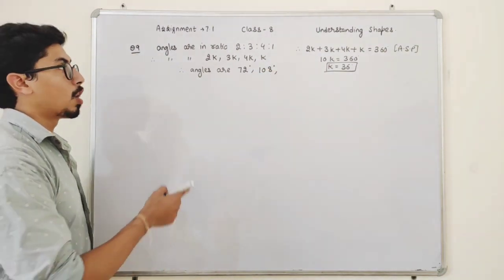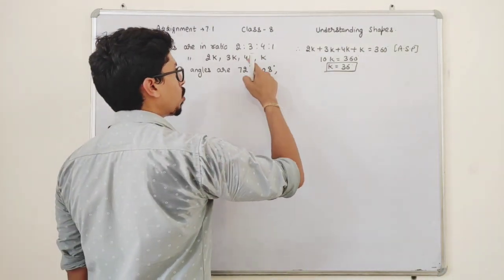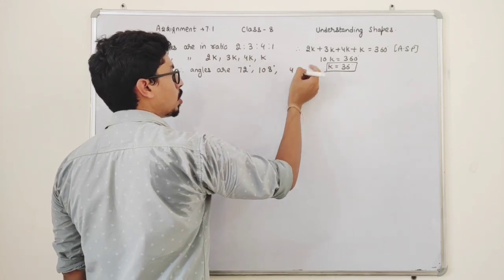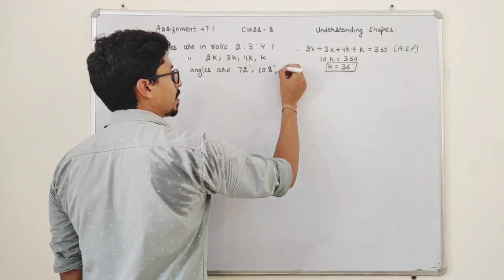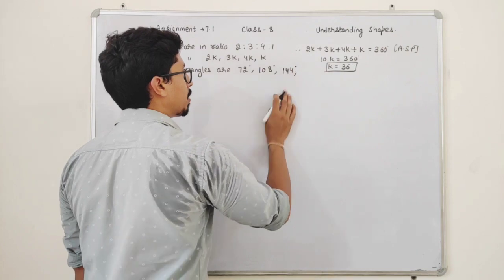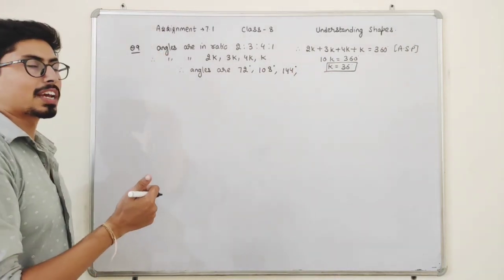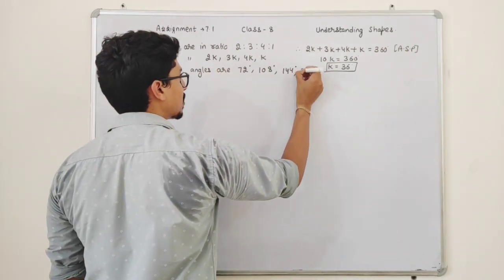Okay students. Now 4k. So multiply this by 4. So 4 6s are 24. 2 4 3s are 12. It will be 144 degrees. And the fourth angle will be k. So it will be 36 degrees.